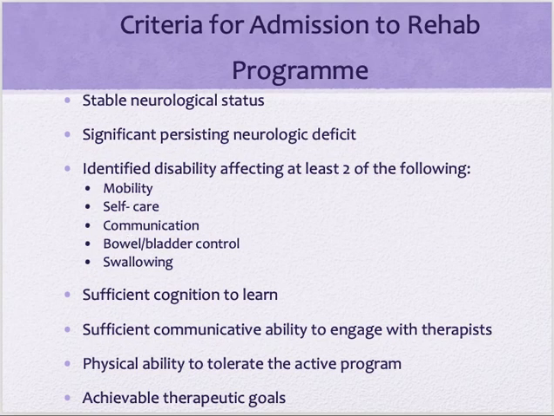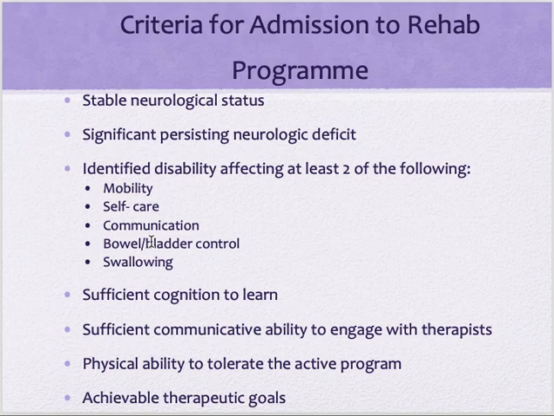Okay. So now here comes the criteria of stroke, or sorry, rehab program. For admission into the rehab program, you can see, when someone has stable neurological status, has significant persistent neurological deficit, we must identify the disability affecting at least two of the following: mobility, self-care, communication, bowel, bladder, or swallowing, or simply any two ADLs are disturbed, right? And they must have sufficient cognition to learn, of course.